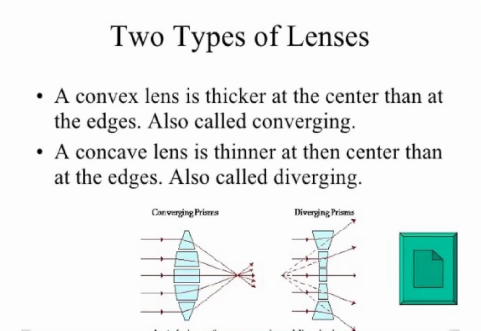Next is concave lens. Concave lens is a lens which is thinner at the center and thicker at the edges. So in the diagram you can see that here at the center it is thin and at the edges it is thick. It is a diverging lens, which means the rays after refraction through a concave lens go away from each other. They cannot meet each other.